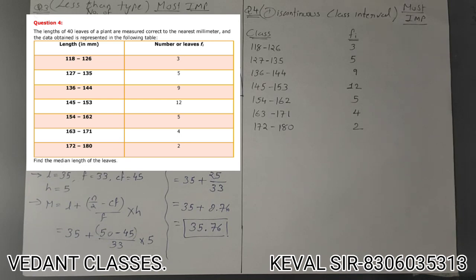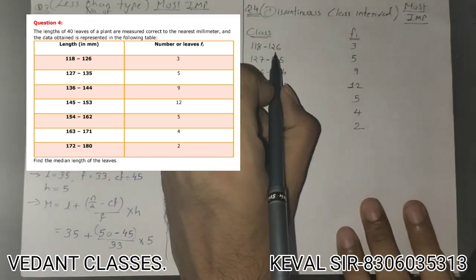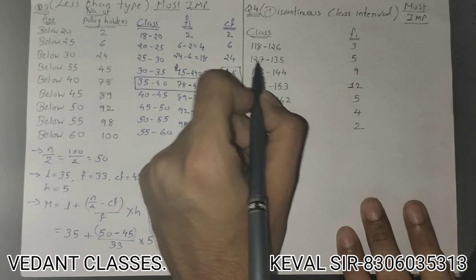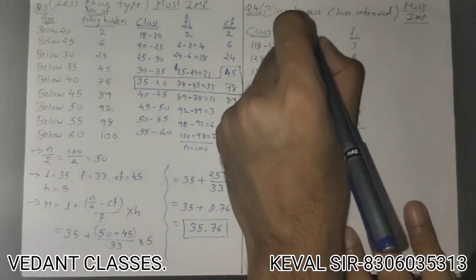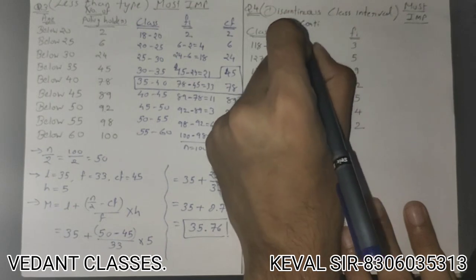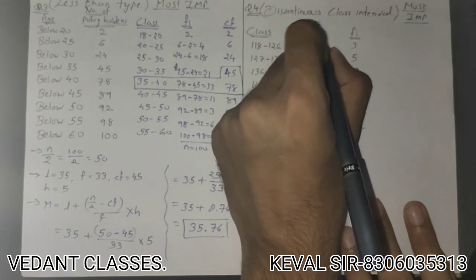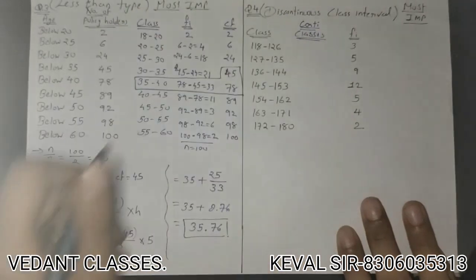Okay, now the fourth question is again a most important question. It is of discontinuous class interval. So discontinuous class, you can see over here that it is given 126, here it is given 127. So simply it means that the classes are discontinuous. Okay, so first of all convert it into continuous class intervals. So how can we determine the continuous classes?